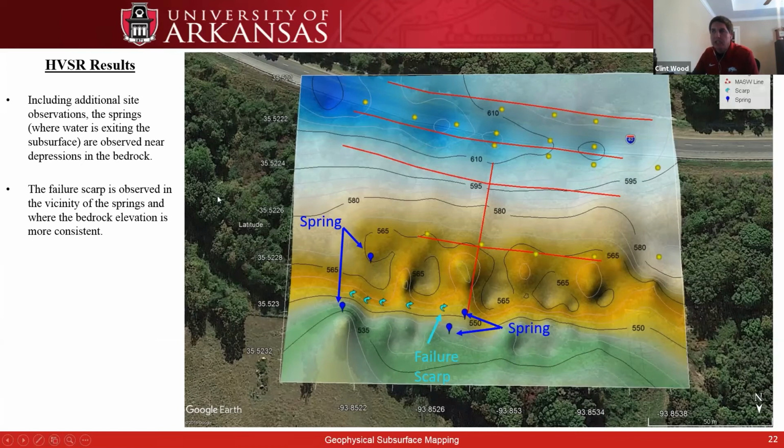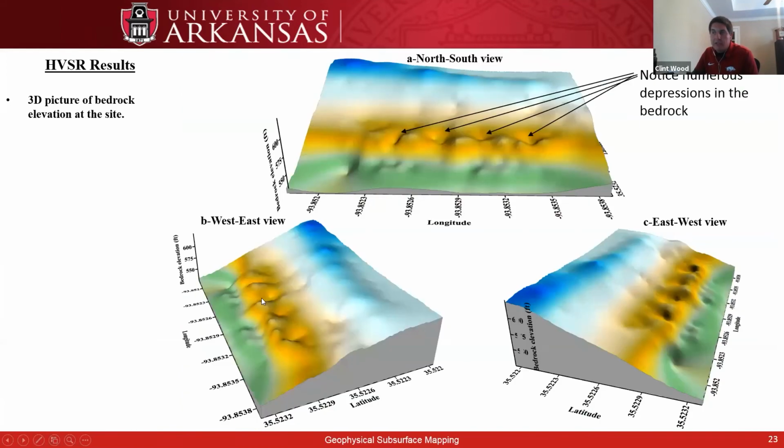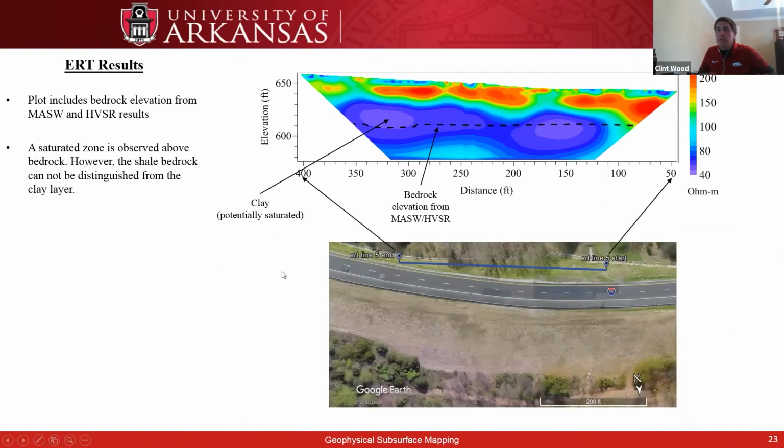So we're starting to kind of piece this together, and now the 3D picture of this, we can see that all across the site where we're seeing these kind of pinnacles and these bowls in the bedrock where it comes back out. So these are all interesting features to us that contribute to the slope stability in this particular case. So now let's look at what the ERT results look like.